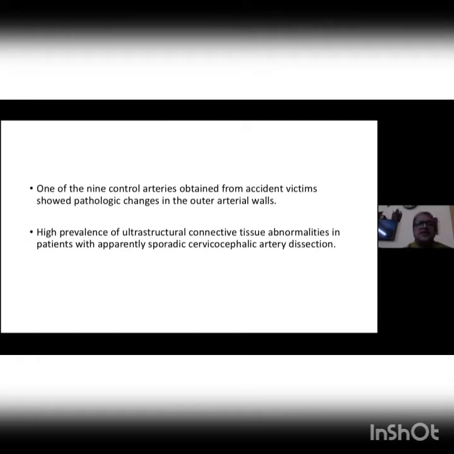One of the 9 control arteries obtained from accident victims showed pathologic changes in the outer arterial wall. So you don't see this phenomenon in the outer arterial wall, except in some accident victims, because trauma can produce any kind of dissection. There is a high prevalence of ultrastructural connective tissue abnormalities in patients with apparently sporadic cervicocephalic artery dissection. Even with no family history of dissection and no history of any specific connective tissue disease, they found some connective tissue abnormalities.